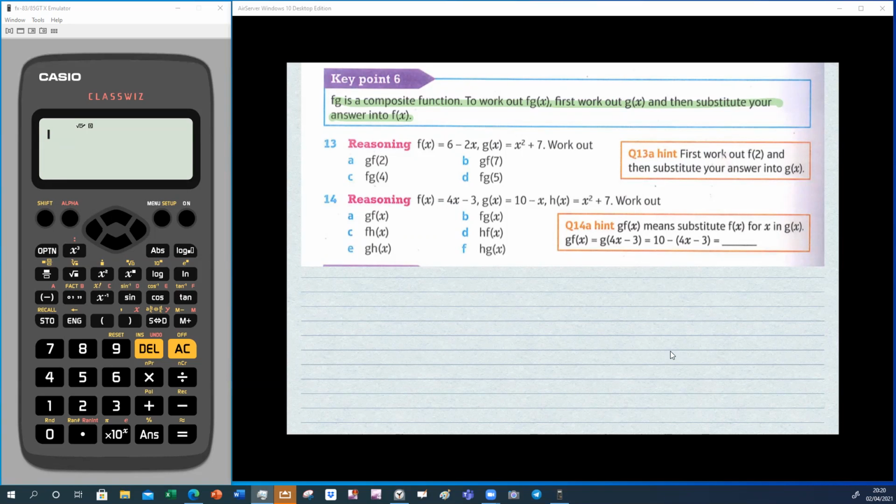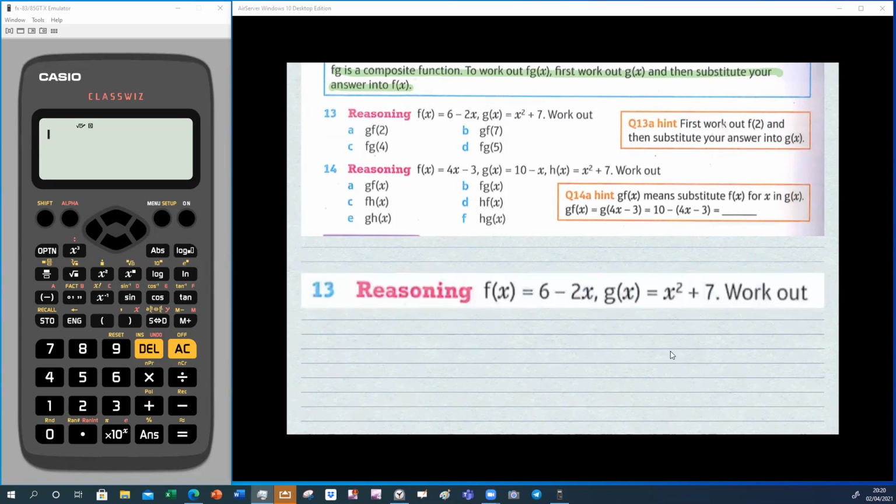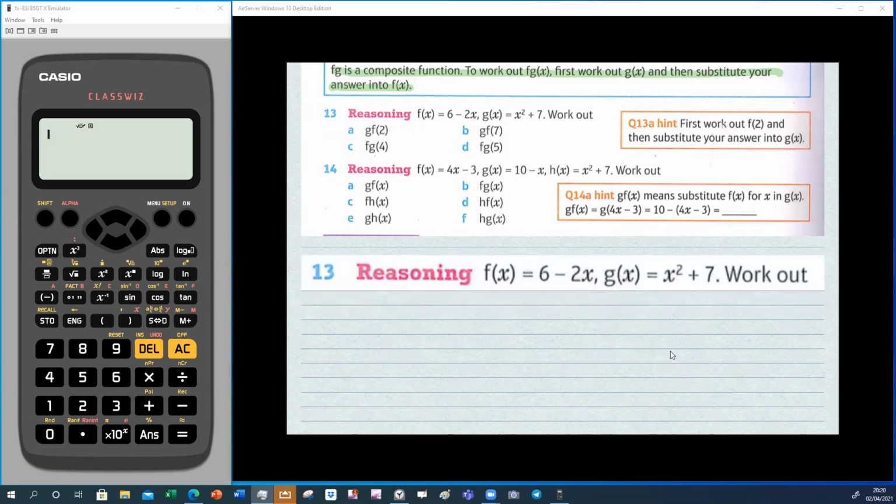We have f of x equals 6 minus 2x, and then g of x equals x squared plus 7. So let's copy that bit of the question out. Copy and paste it over here. Let's do the question. And let's do our first part of the question, which is this one here. Copy, paste.